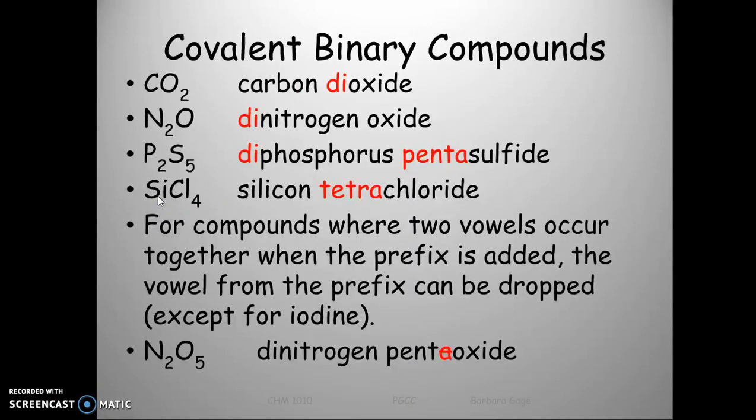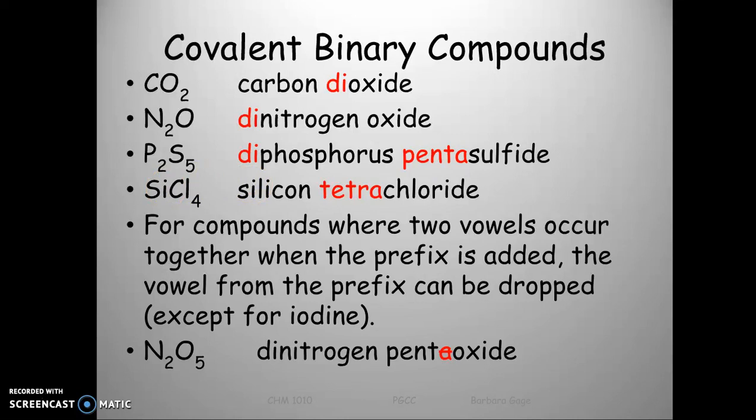Here's another one, silicon. One atom of silicon, 4 atoms of chlorine. This just becomes silicon tetrachloride. Again, if there's only one of the first atom, we just keep it by its elemental name, silicon tetrachloride.